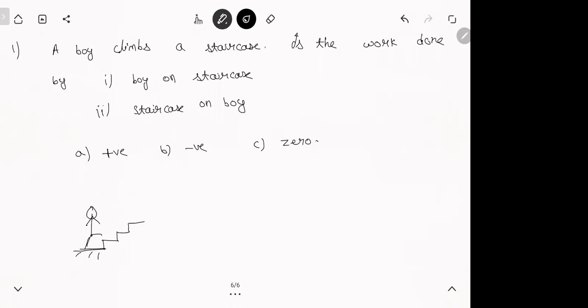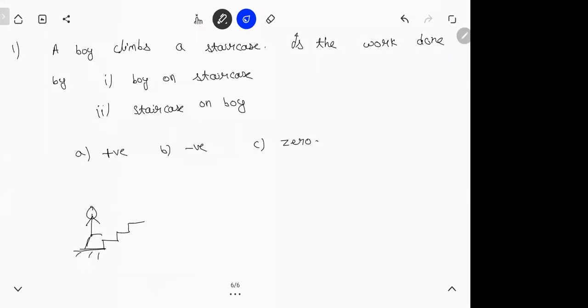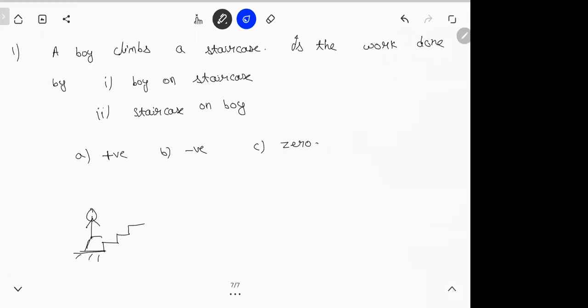See how to do this thing. First thing, work done by boy on staircase. Remember the work done definition? Work done is force into displacement of point of application of force. So here, what is your FBD? See, boy is applying force on staircase. So you have to draw FBD of the staircase.